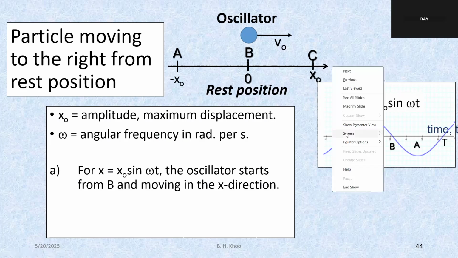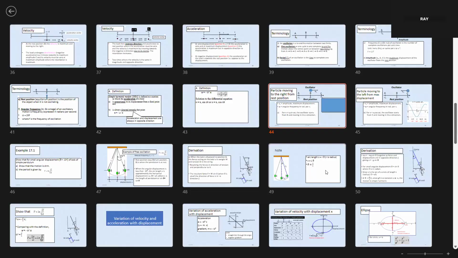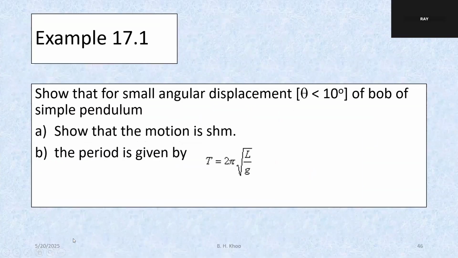Okay, so let us look at this one, which is more popular. Example 17.1: show that for small angular displacement, theta less than 10 degrees, of the bob of a pendulum, the motion is simple harmonic, and the period is given by T equals 2 pi square root of L over g. All we need to do is show that acceleration is proportional to displacement. That's all we need to do when you are asked to show it is simple harmonic motion.